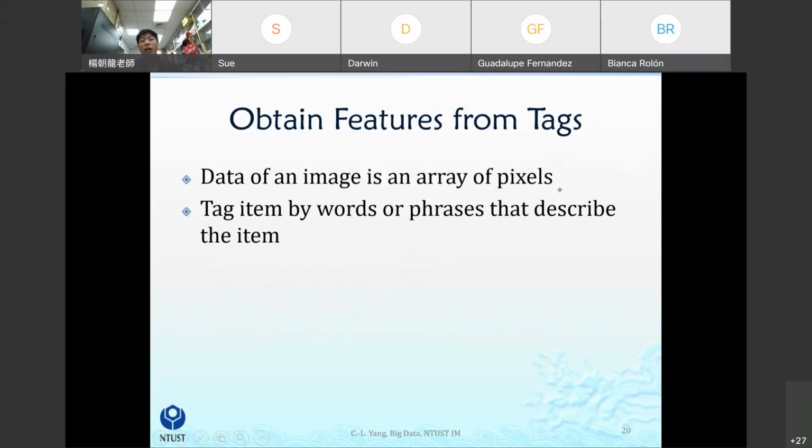So, not only documents, but some other data like images, where there are pixel areas, can also be represented. Also, we describe items by words or phrases, which is usually very common, right?